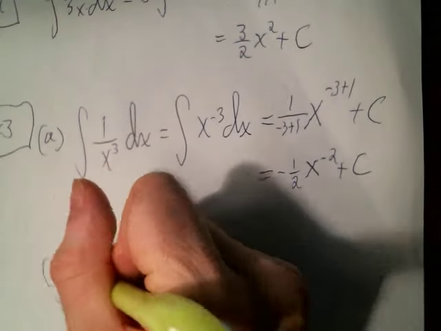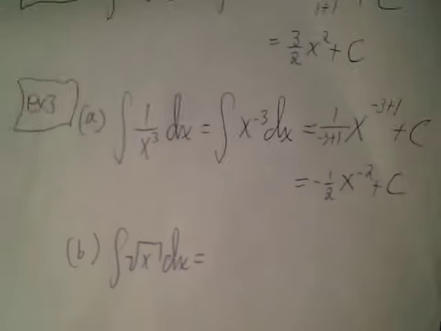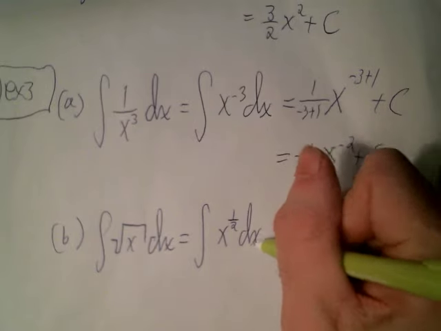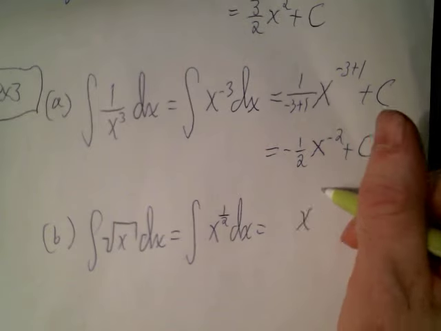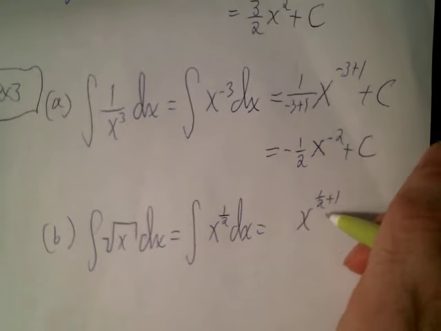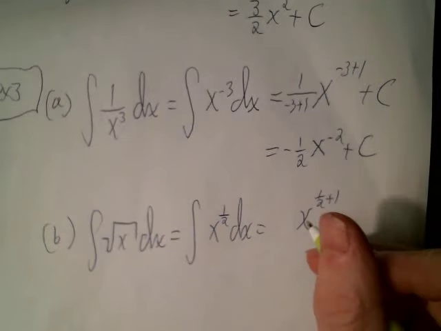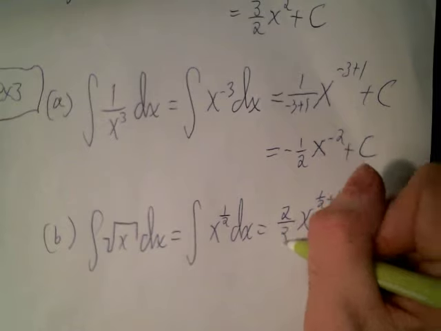Let's get part B: the integral of the square root of x dx. I can rewrite that as the integral of x to the 1/2 dx. Then it's just x to the 1/2 plus 1 times the reciprocal of that. 1/2 plus 1 is 3/2, right? And if you divide by 3/2, it's the same as multiplying by 2/3.